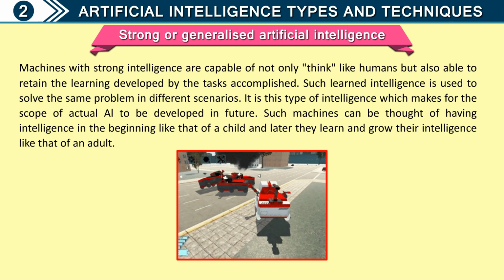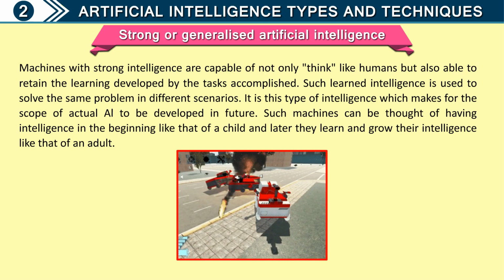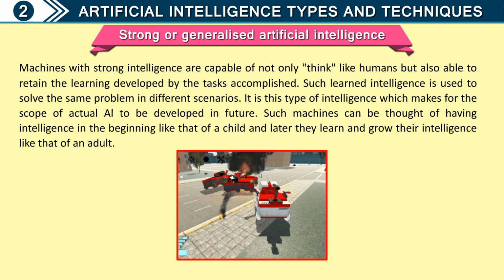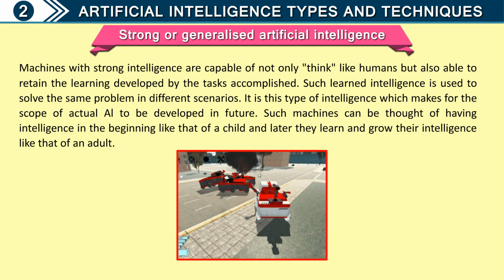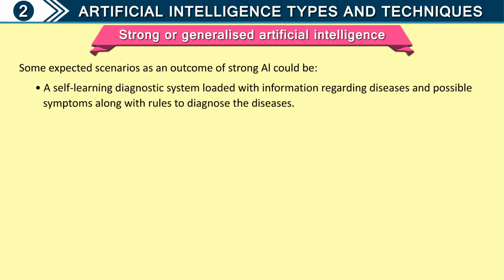Such machines can be thought of as having intelligence in the beginning like that of a child, and later they learn and grow their intelligence like that of an adult. Some expected scenarios as an outcome of strong AI could be a self-learning diagnostic system loaded with information regarding diseases and possible symptoms along with rules to diagnose the diseases.